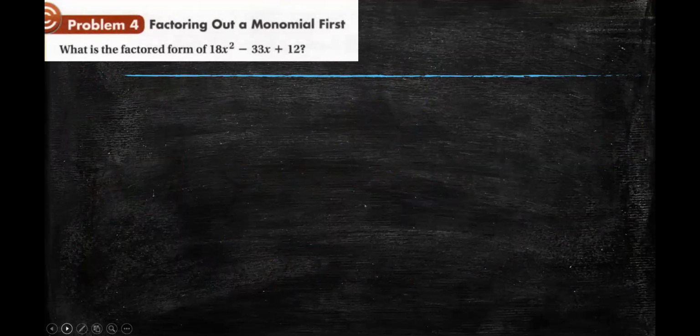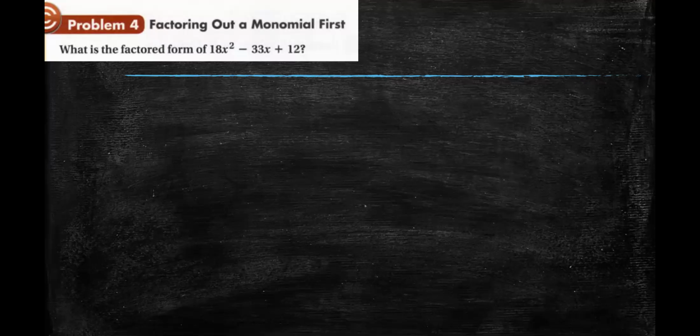Now, let's go to the problem for factoring out a monomial first. What is the factored form of 18x squared plus 33x plus 12? We want to factor out a monomial first. This step, sometimes I use it to factor the form here. Here we have to write the factored form of 18x squared minus 33x plus 12.